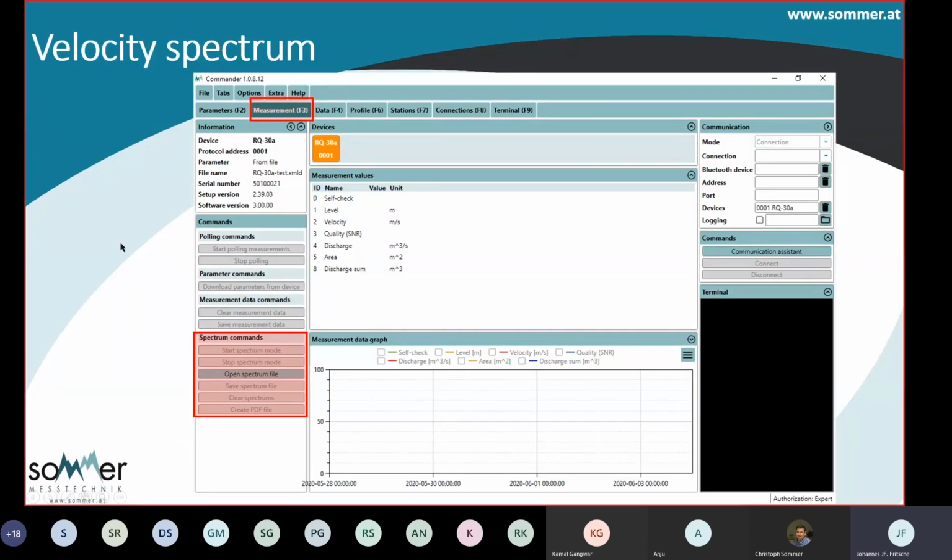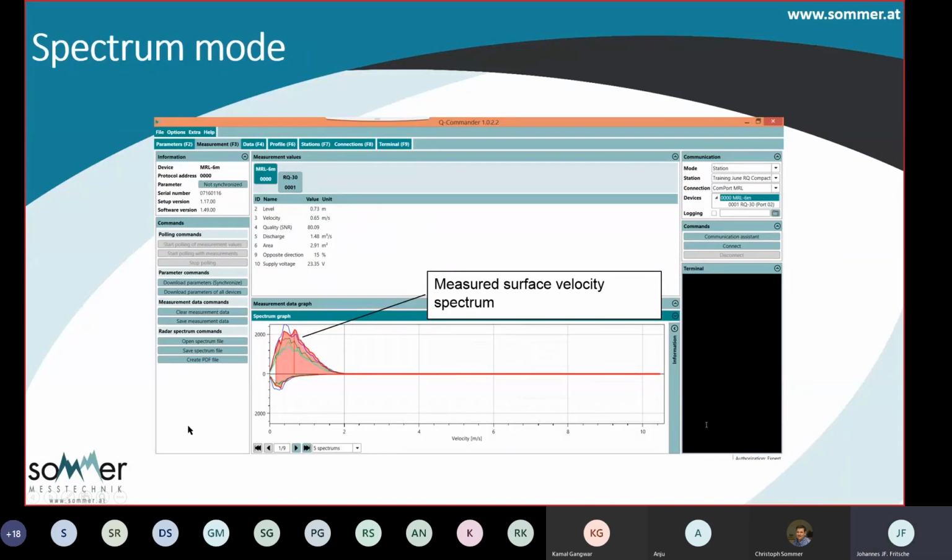Then you can open the Q Commander, go to the measurement section here, and look at the spectrum commands, and then say, for example, start spectrum mode. The Q Commander software will take a little time to gain all the data that are required, and will finally display the spectrum here in the measurement graph. Looks like this here.